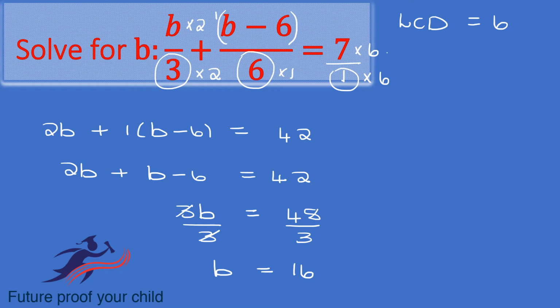Mark allocation: once you've gotten your LCD and you've multiplied so that you can get your numerators, and then for neatening it up a little bit, then get 3b equal to 48 and then isolating your b value, giving you a total of 4 marks.